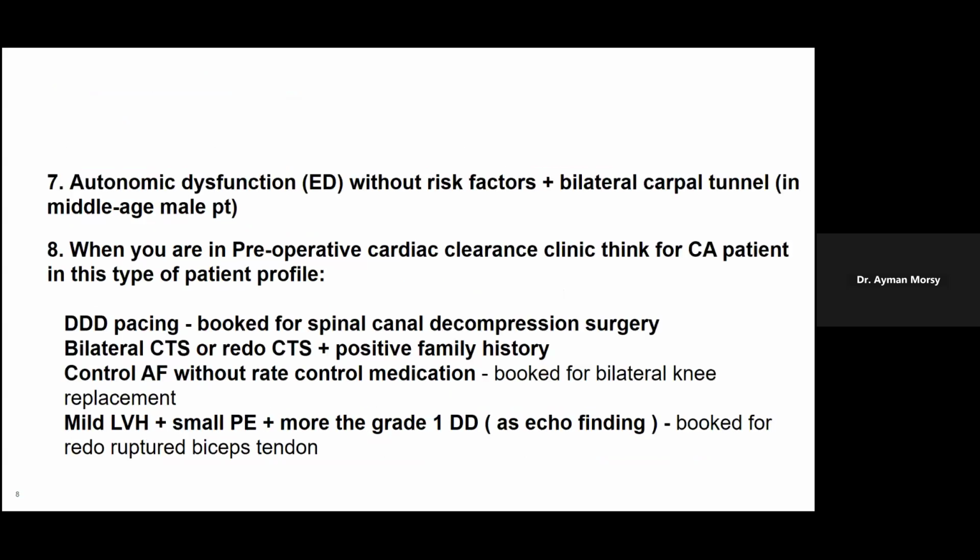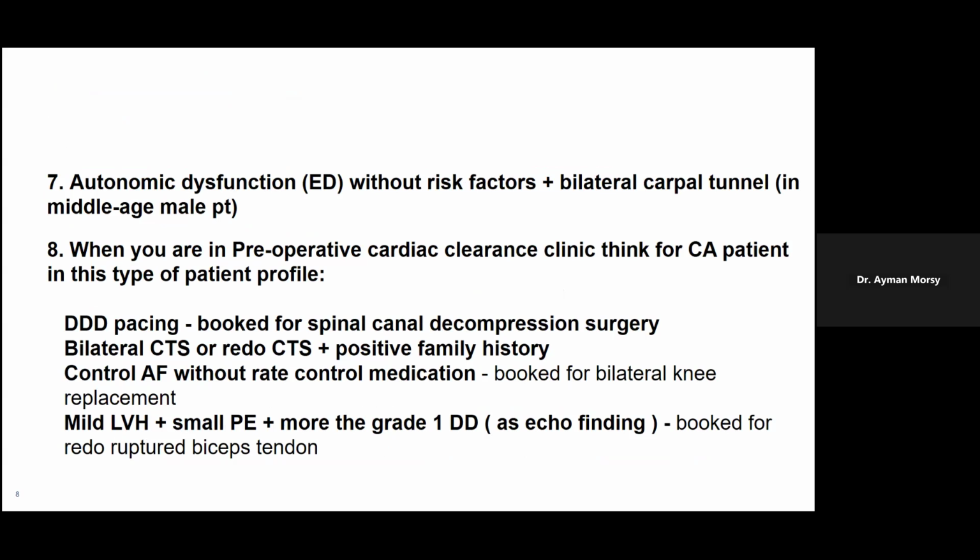Number 7, autonomic dysfunction, like erectile dysfunction in a middle-aged patient without risk factors, plus bilateral carpal tunnel syndrome, mostly consider the patient has cardiac amyloid.